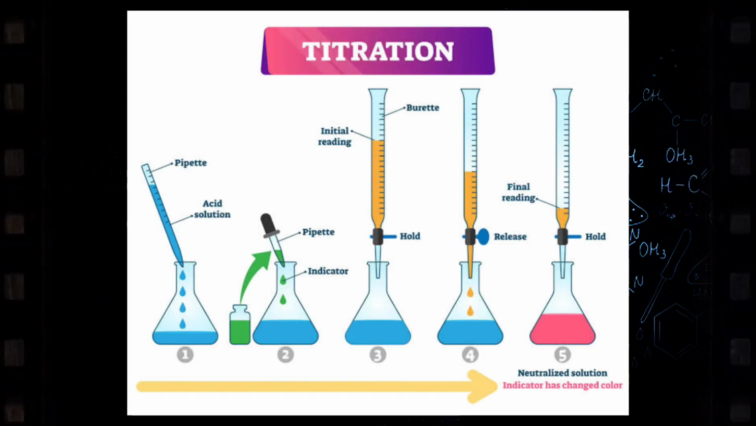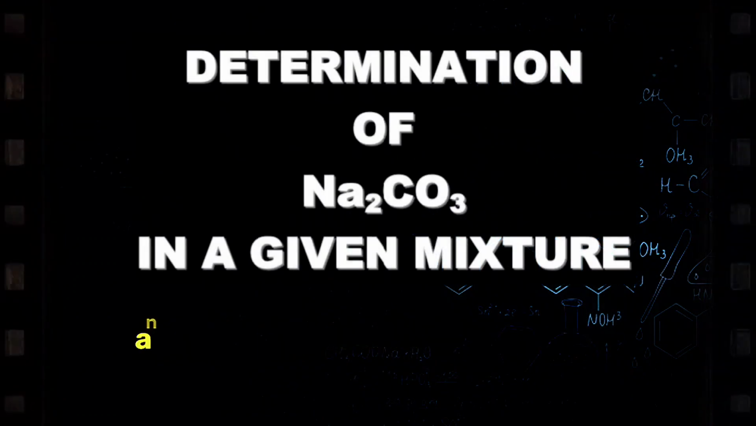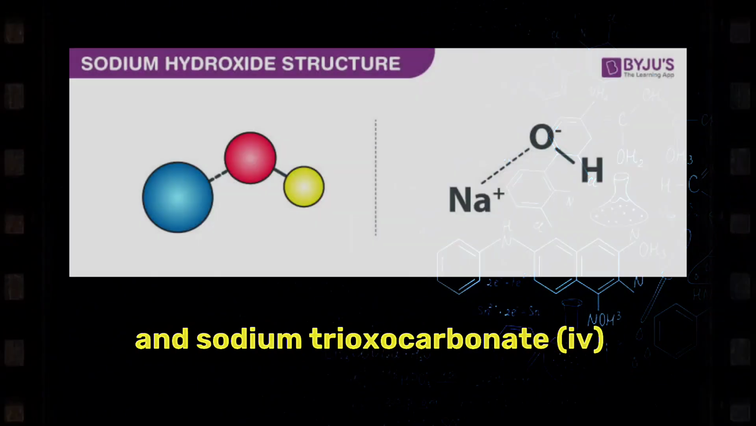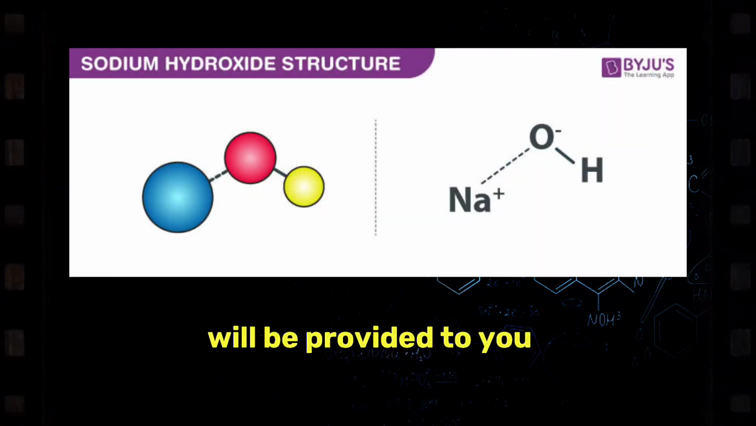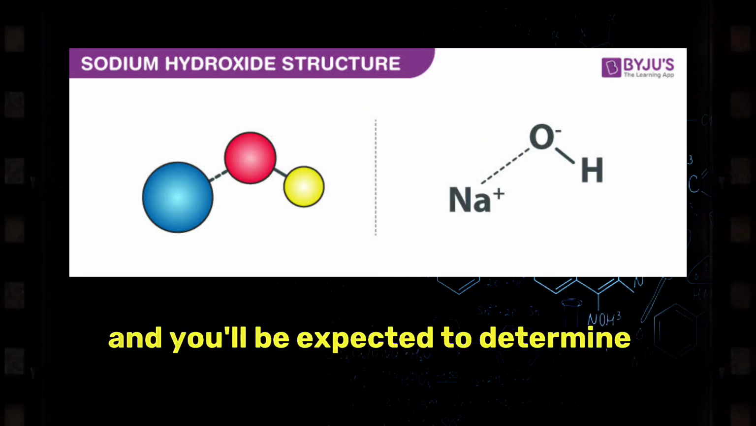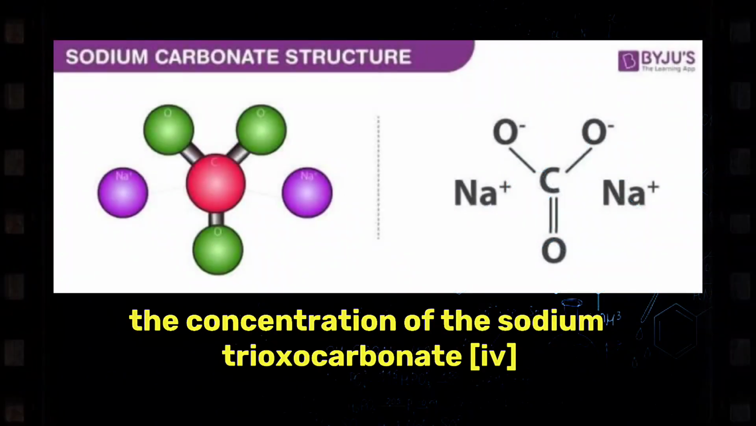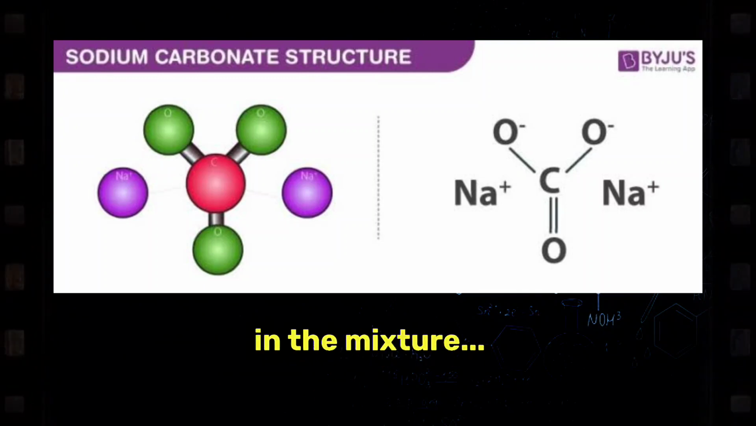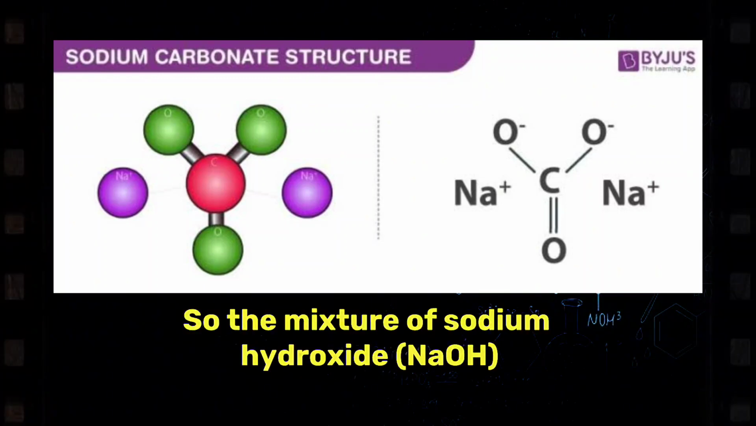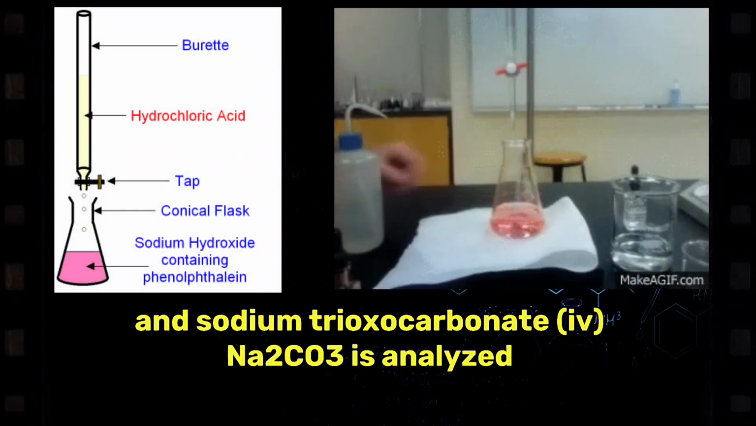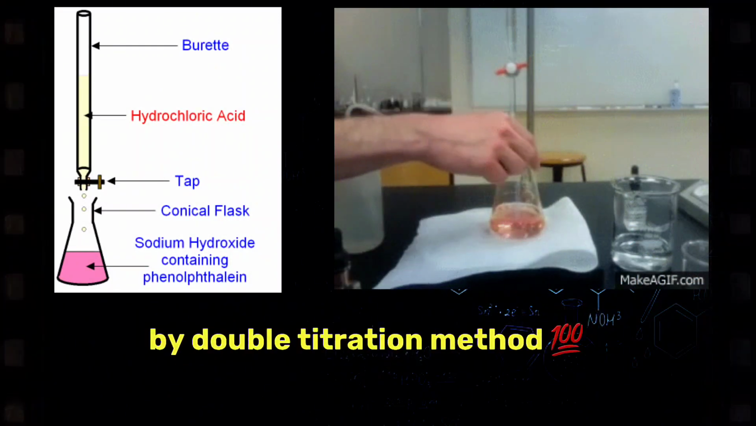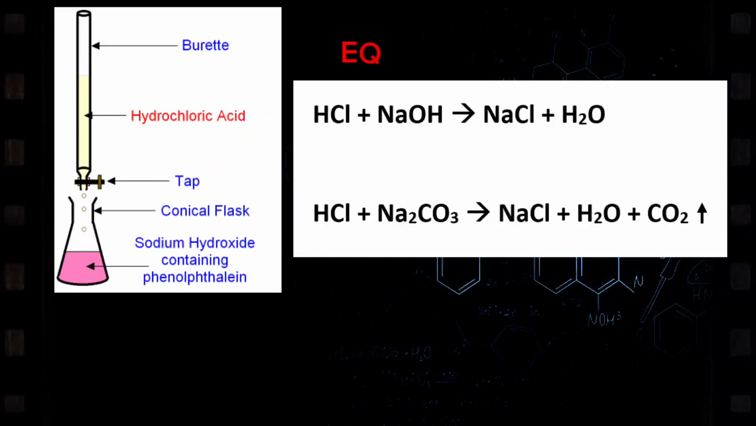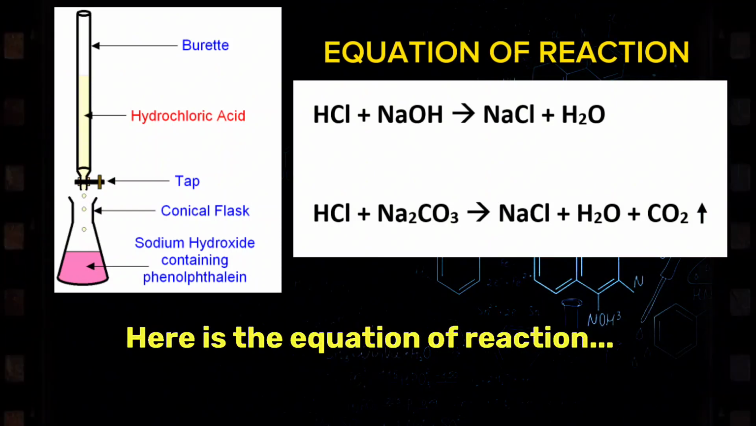In this experiment, a mixture of sodium hydroxide and sodium trioxocarbonate(IV) will be provided to you, and you'll be expected to determine the concentration of the sodium trioxocarbonate(IV) in the mixture. The mixture of sodium hydroxide and sodium trioxocarbonate(IV) is analyzed by the double titration method. Here is the equation of reaction.